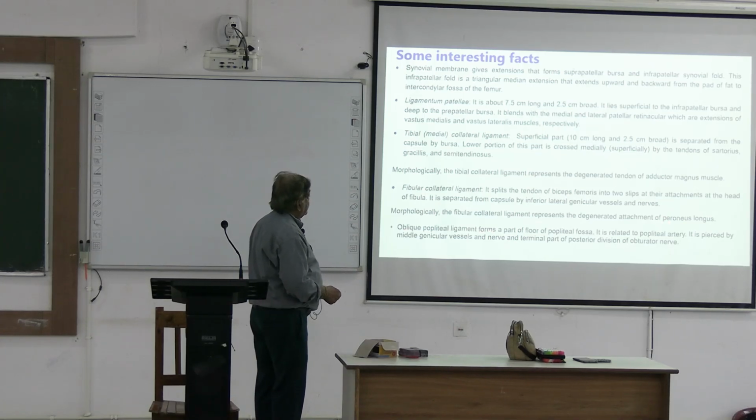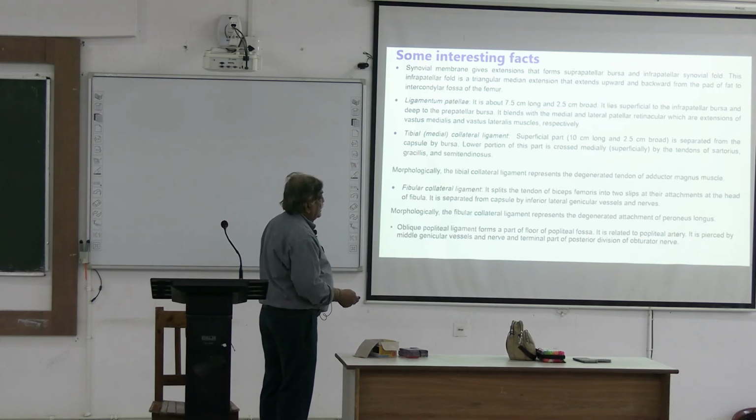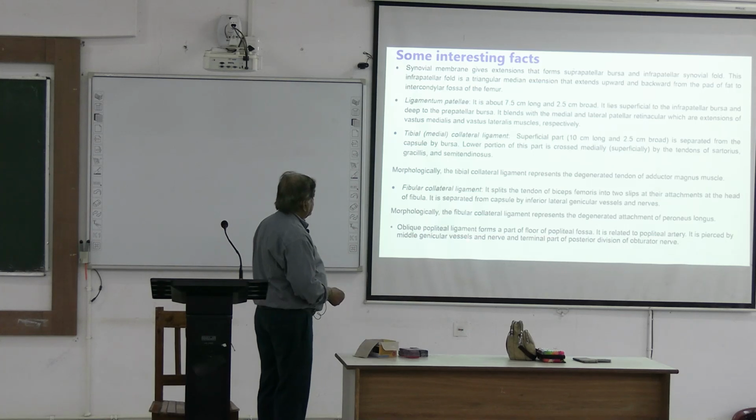Oblique popliteal ligament forms a part of the floor of the popliteal fossa. It is related to the popliteal artery. It is pierced by middle genicular vessels and nerves and the terminal part of the posterior division of the obturator nerve.